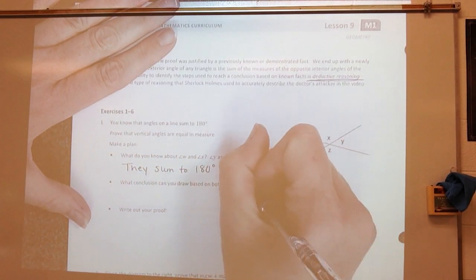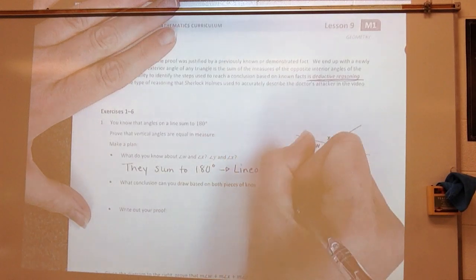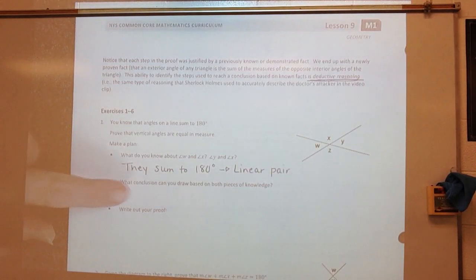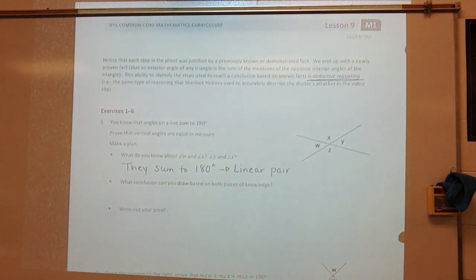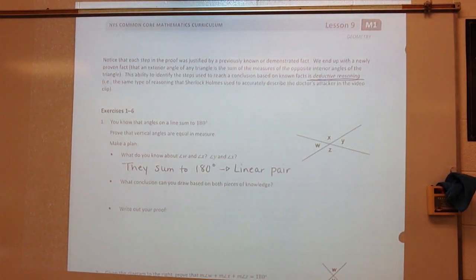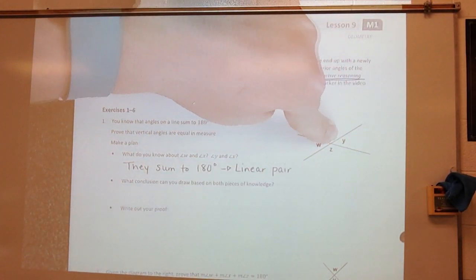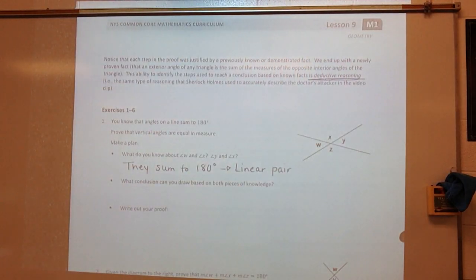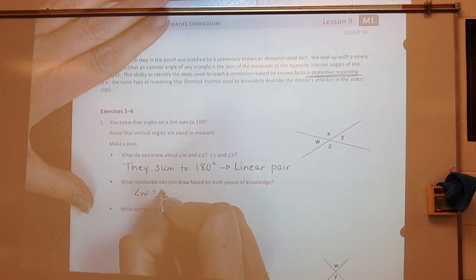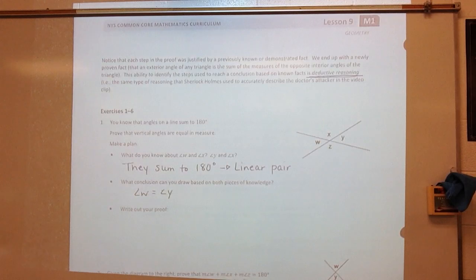Alright? And if you want to write a little note, they are linear pairs. Okay? They are linear pairs. What conclusion can you draw based on both pieces of knowledge? Well, if I know that WX is a linear pair and that YX is a linear pair, then what do I know about W and Y? Well, X never changes in either one of those equations. It doesn't get bigger or smaller, so angle W has to be equal to angle Y. Has to be.